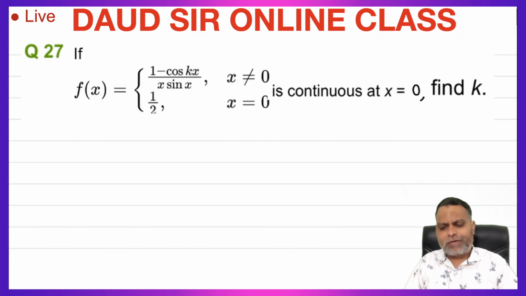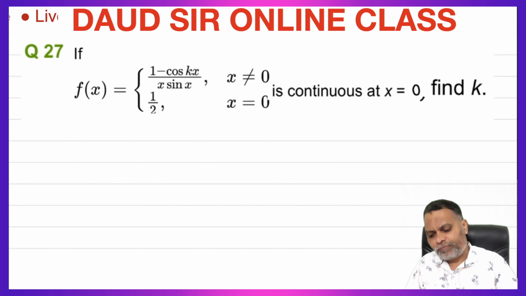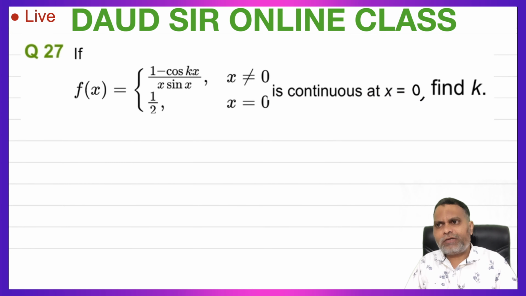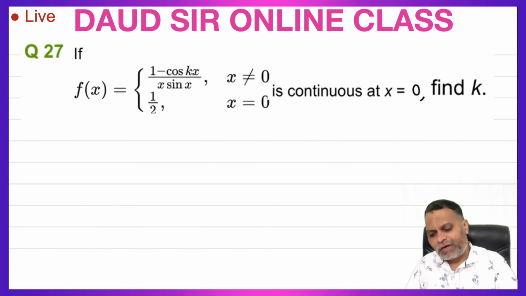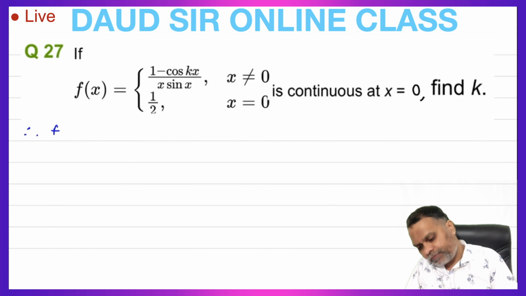Question number 27. If f of x is equal to 1 minus cos kx upon x sin x, if x is not equal to 0, f of x is equal to 1 upon 2, if x is equal to 0, is continuous at x is equal to 0. Find k. This function is given continuous at x is equal to 0, so we have to find out the value of k. So at x is equal to 0, the value of function is 1 upon 2. Therefore, f of 0 is equal to 1 upon 2.